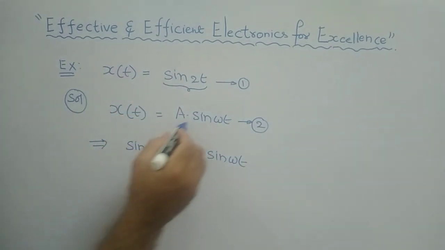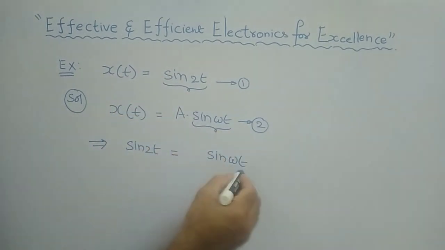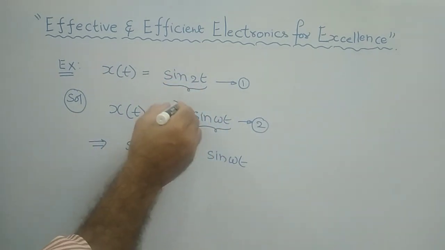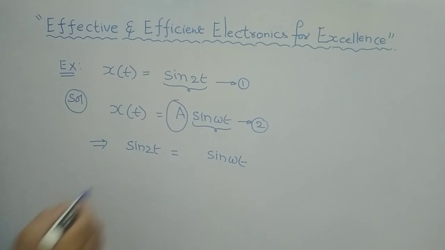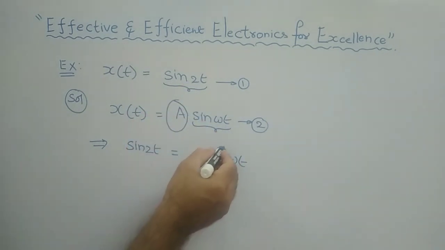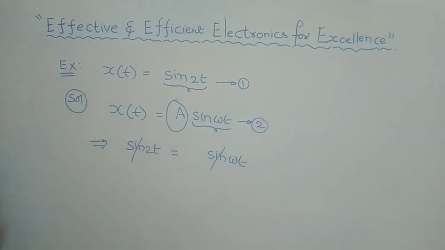That means sin 2t is equal to sin omega t. You consider that much only. Equating these two, ignoring the magnitude part, both sides the sin will cancel out. What will remain? 2 times t is equal to omega t. Again t will cancel. Then 2 is equal to omega.